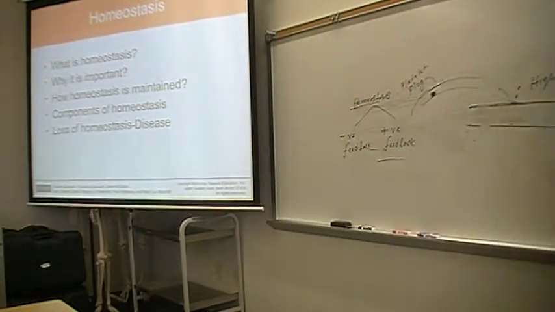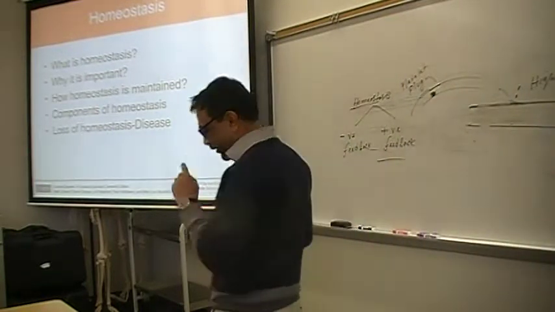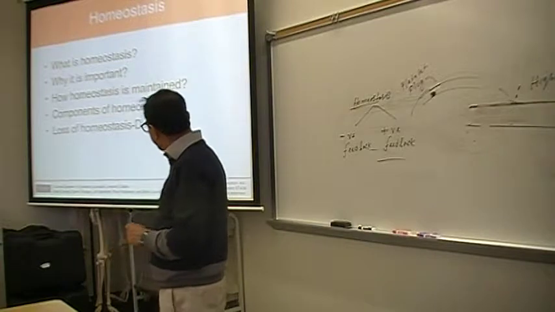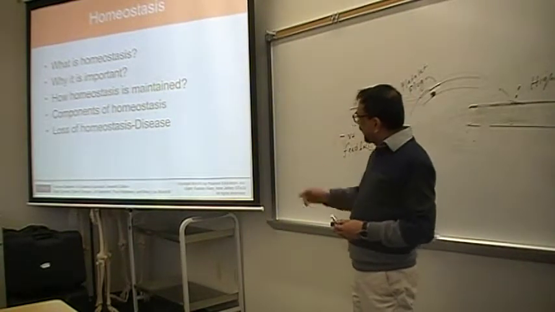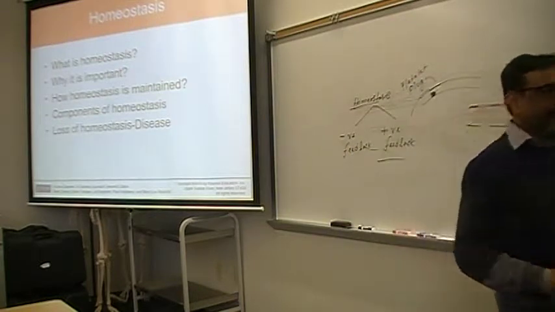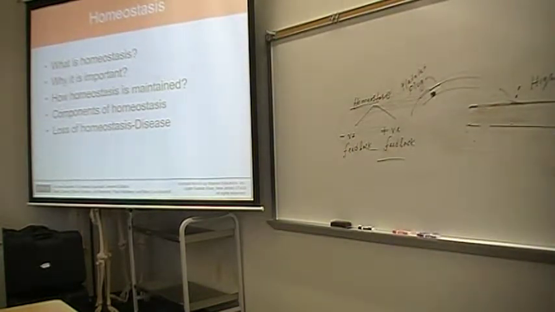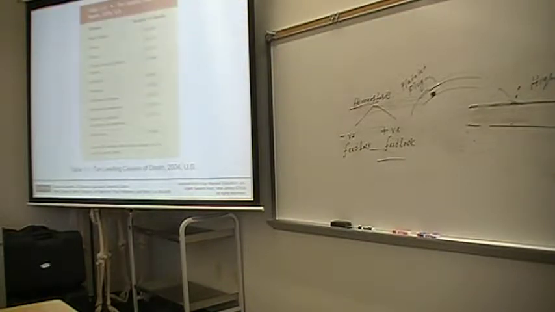So homeostasis tries to maintain the body environment constant, but positive feedback could sometimes be harmful. So those are two mechanisms, and I have mentioned that if the homeostasis or the control is lost, then it leads to diseases.